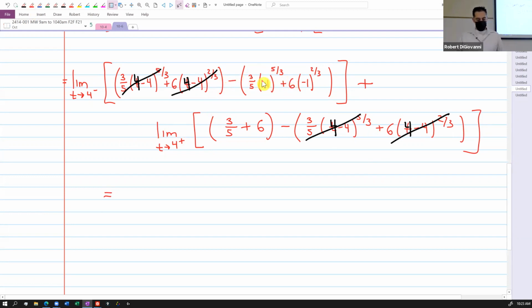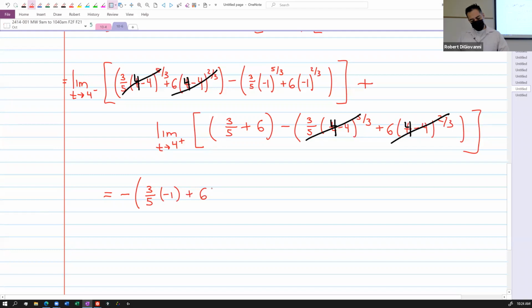Look right here. I have a negative in front of 3/5. Okay, think about this right here. -1 to the 5/3. What does 5/3 really mean? What does the 3 mean? Cube root. What's the cube root of -1? Cube root of -1 is -1. Now, the 5 means raise that to the 5th power. So what's -1 to the 5th? -1. So this is really 3/5 times -1.